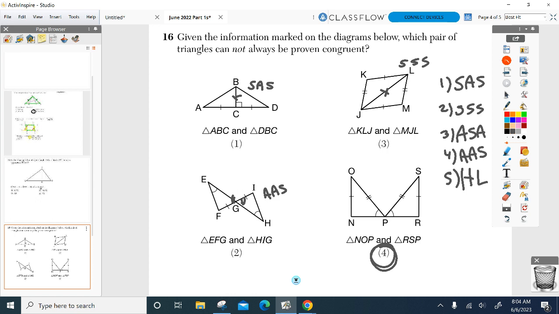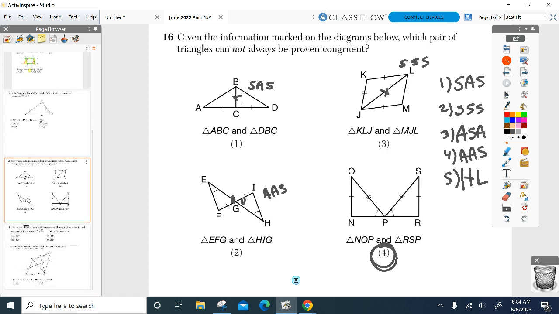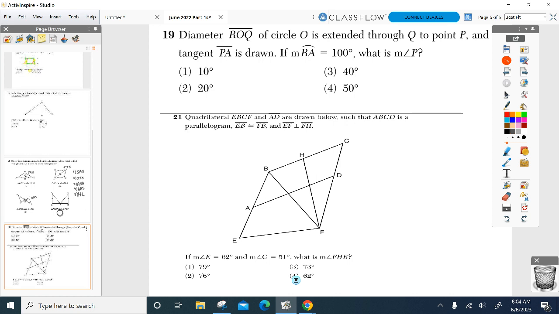16's done. How many more do I have? I don't think I have much more. Nope, I got one more. Two more, sorry. 19.